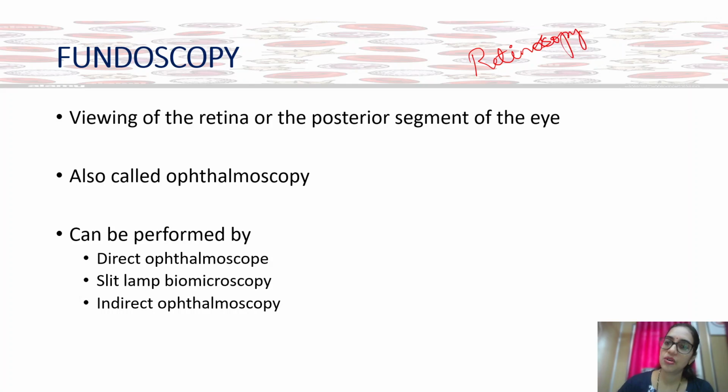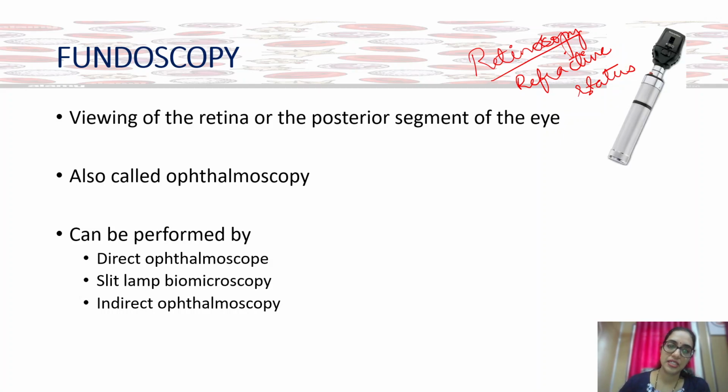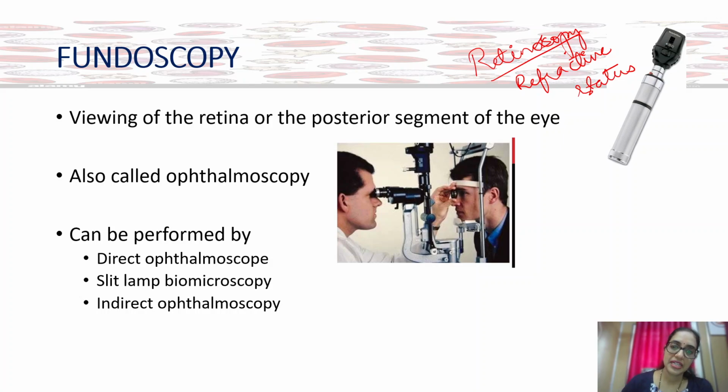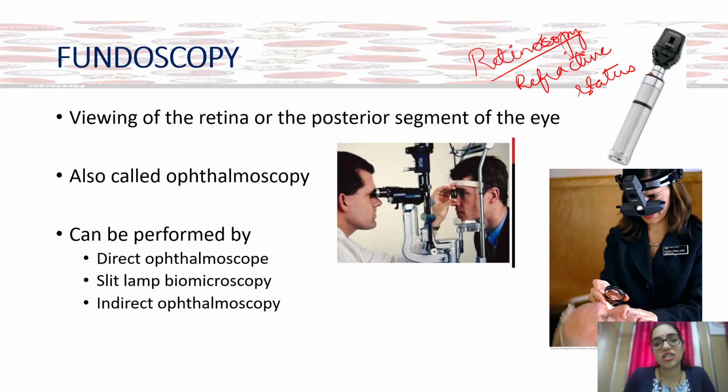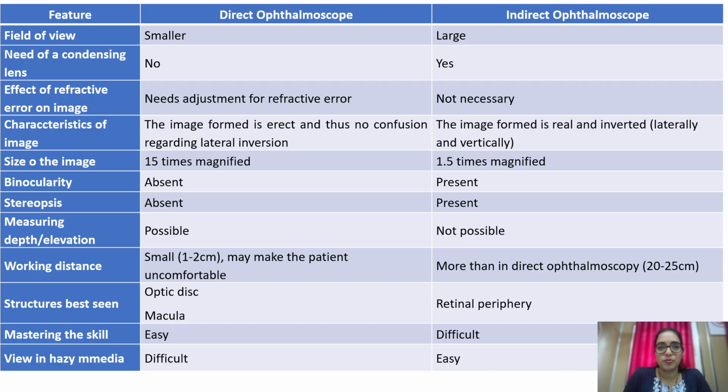Retinoscopy is an art of understanding the refractive status of the eye. It's a part of objective refraction. So retinoscopy and fundoscopy are two different things. This can be performed by using a direct ophthalmoscope. By slit lamp biomicroscopy, if you can see, the doctor here is holding a condensing lens known as a 78 diopter or 90 diopter lens. Or you can even do it by indirect ophthalmoscopy.